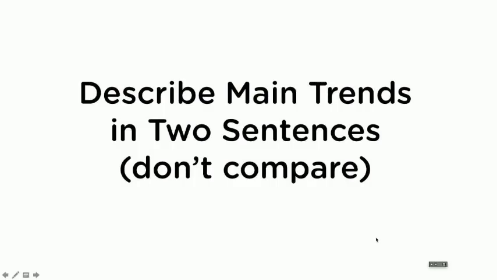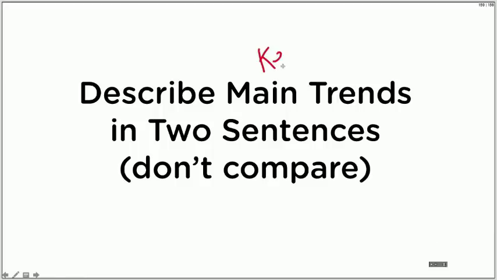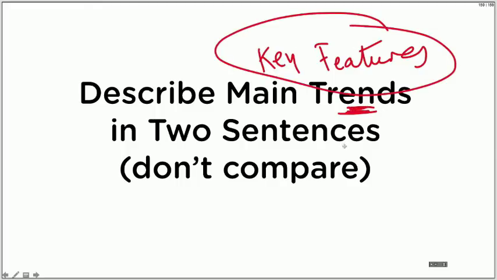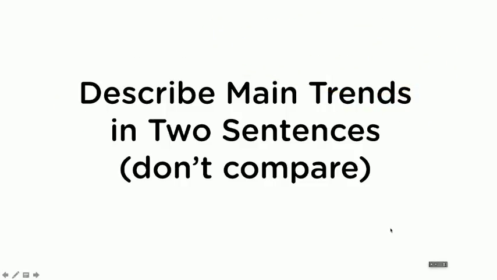So what you need to do is describe main trends or key features. In fact, a trend has to do with time. Now, our one didn't give us any time, so in fact, we're going to describe key features. But if your x-axis has time, you can describe the increase over time and the decrease, whatever it is. So do this in 2 sentences and don't compare, because that comes next.